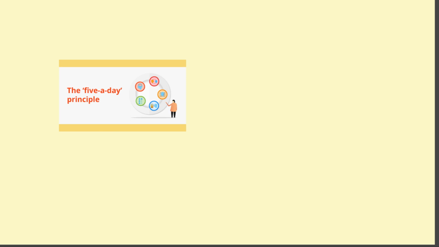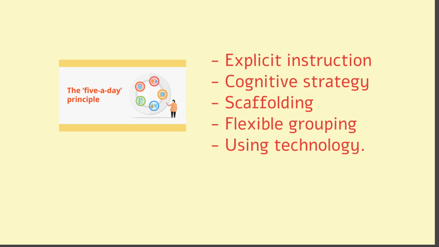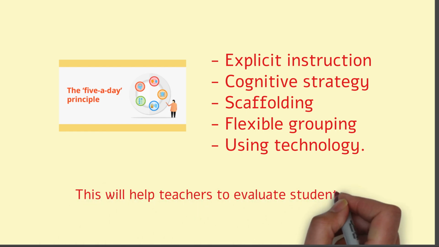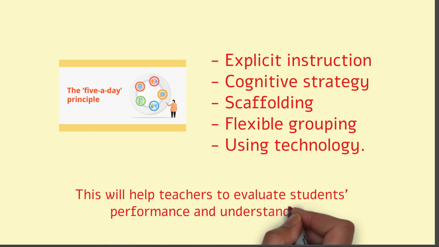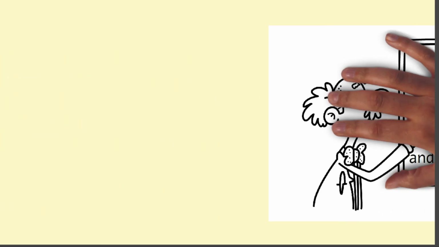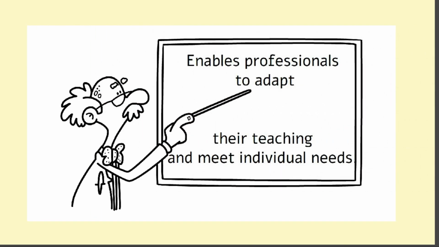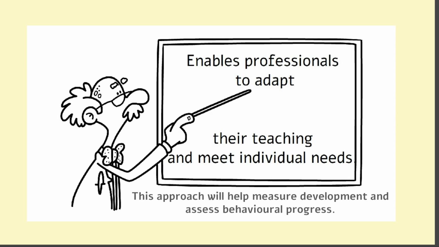An additional strategy to apply is the 5-a-day model for scaffolding. Explicit instruction, cognitive strategy, scaffolding, flexible grouping, and using technology. Each scaffolding support will help teachers to evaluate students' performance and understanding. Gradually, these will be removed once the adult feels they are no longer required. Weaving these enables professionals to adapt their teaching and meet individual needs. This approach will help measure Bradley's development and assess his behavioral progress.